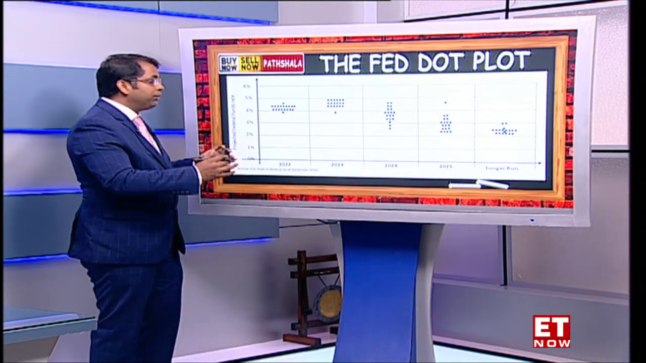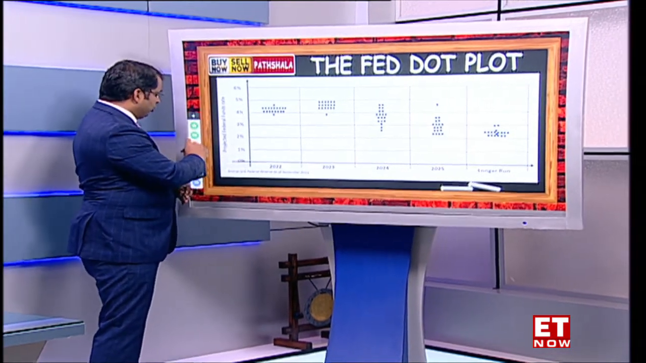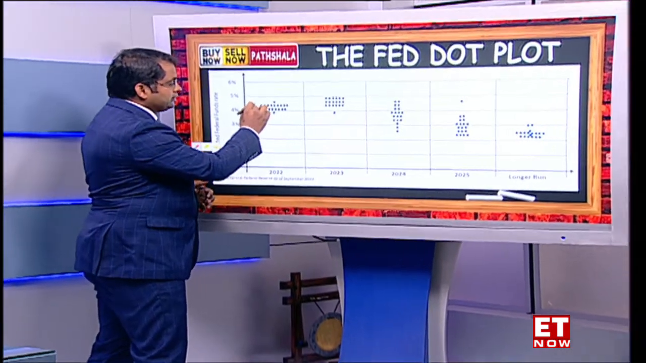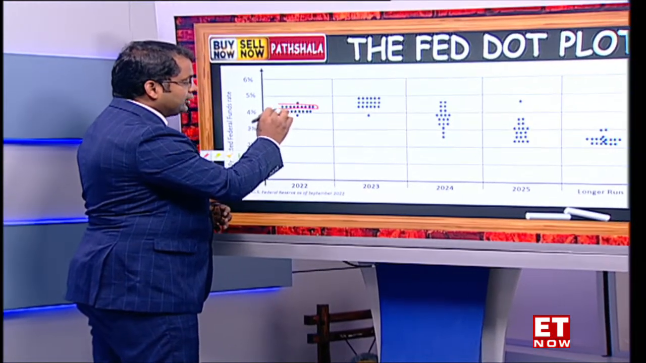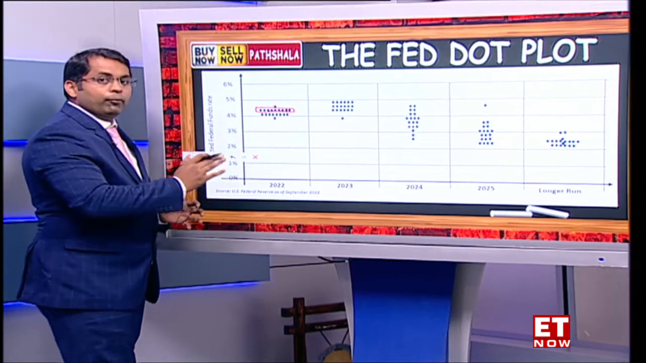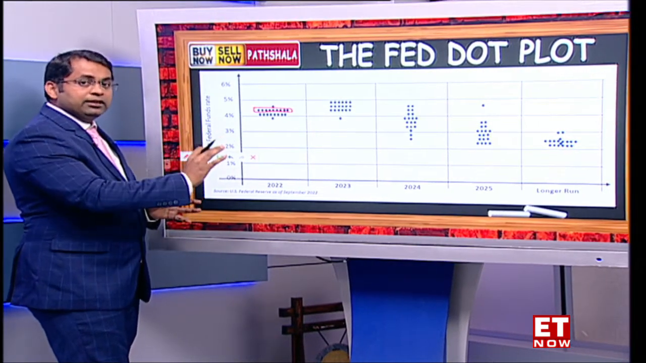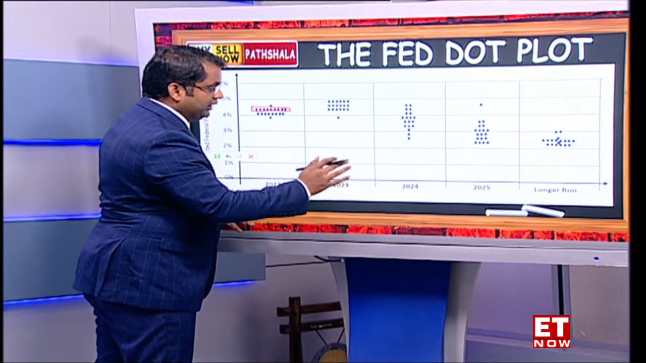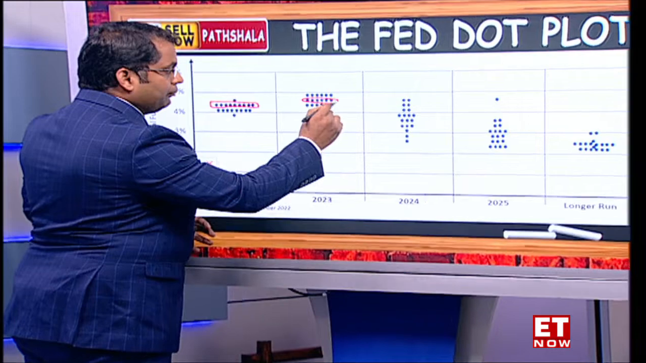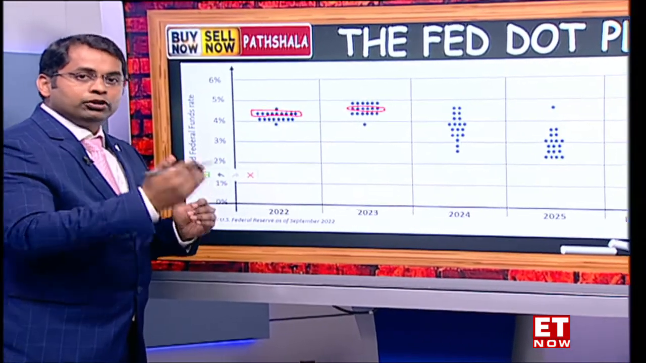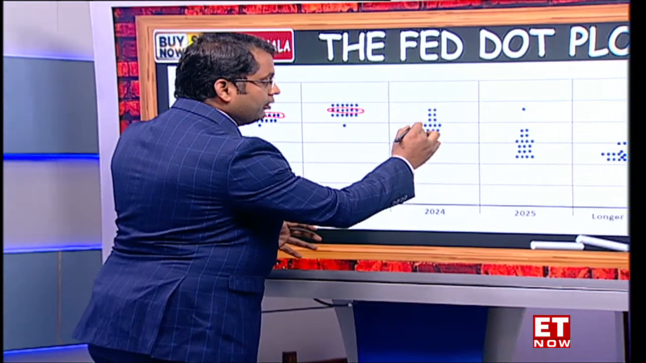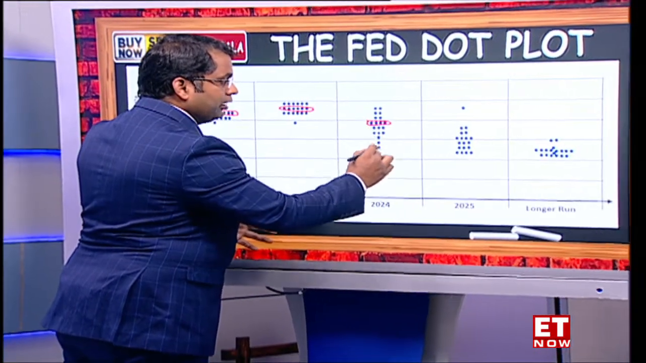Now, how do we simplify this chart? The simplest way to look at it is the median of this particular Fed dot plot, which means this is the data point which acts as a median. The expectation is that by the end of 2022, we could be looking at 4.25 approximately as the median FF rate. In 2023, the median rate is somewhere around this particular mark, which means the rate hike going into 2023 would slow down significantly. Come 2024, the median rate would be just around this particular mark.